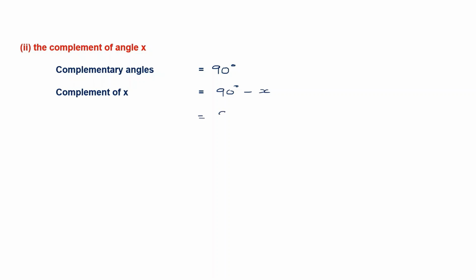And how much is x now? We know 90 degrees, we write as it is. x we just found out to be 8 degrees. So 90 degrees minus 8 degrees. So this is 8, 10, 10 minus 8 is 2. Here we have 8. So the complement of x is 82 degrees. So we have found the second part. Complement of angle x is 82 degrees.